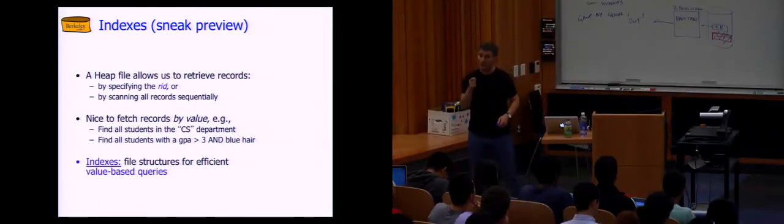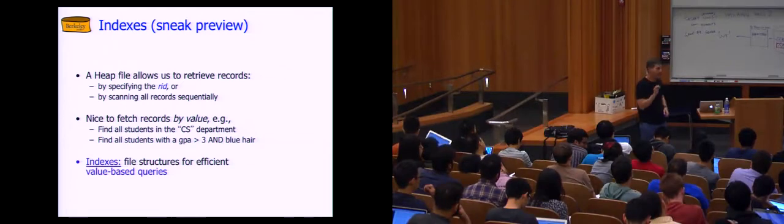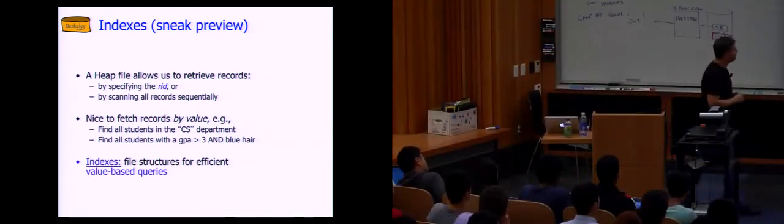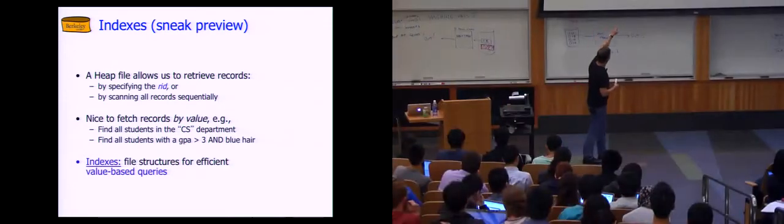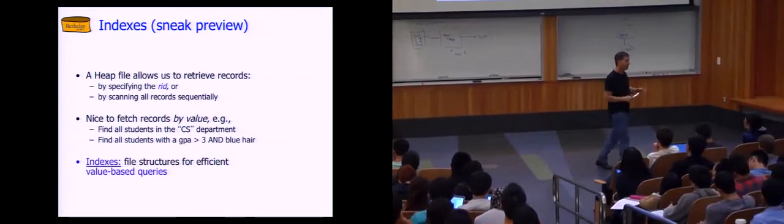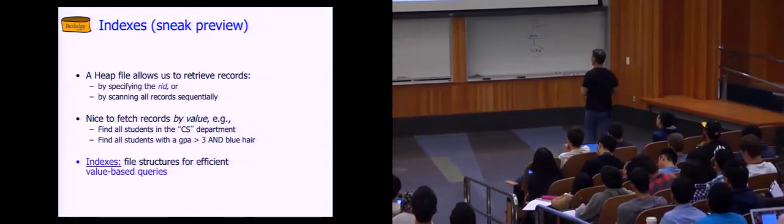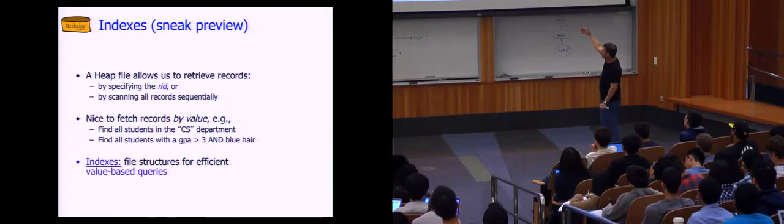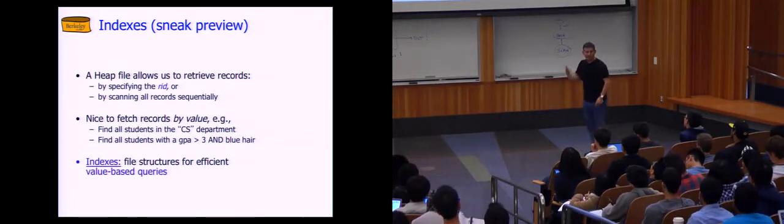Heap files will allow us to fetch individual rows by record ID. They'll also let us scan through all the rows in arbitrary order. But it's nice to be able to fetch records by value. Find all the students named Wu. Find all the students in CS. Find all the students whose GPA is greater than 3.0 and have blue hair. Indexes are going to be file organizations that let us do these kinds of value-based queries.